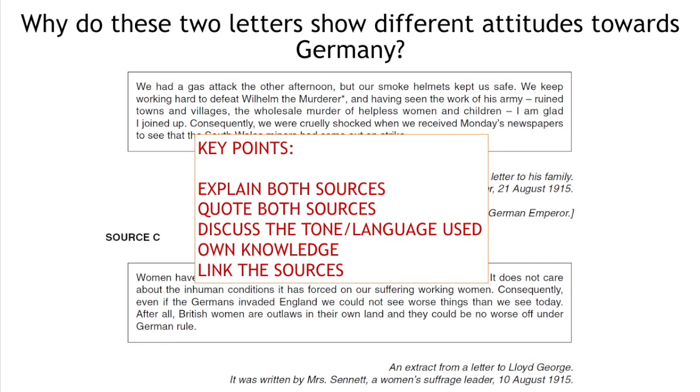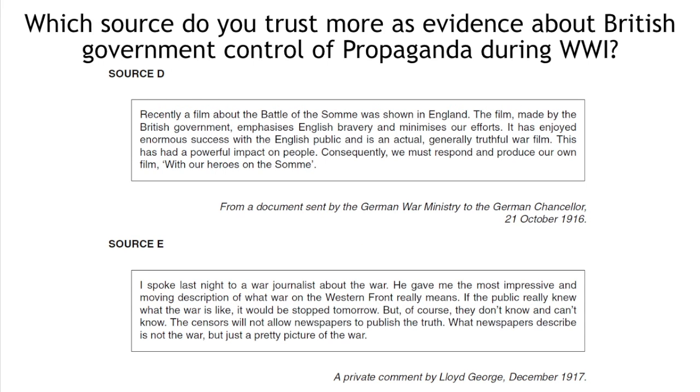So when you're asked to compare two sources, there are going to be links in them. There are going to be similarities and there are going to be differences. You need to pounce on those and explain them. Right, here's another comparison one. Which source do you trust more as evidence about British government control of propaganda during World War I?